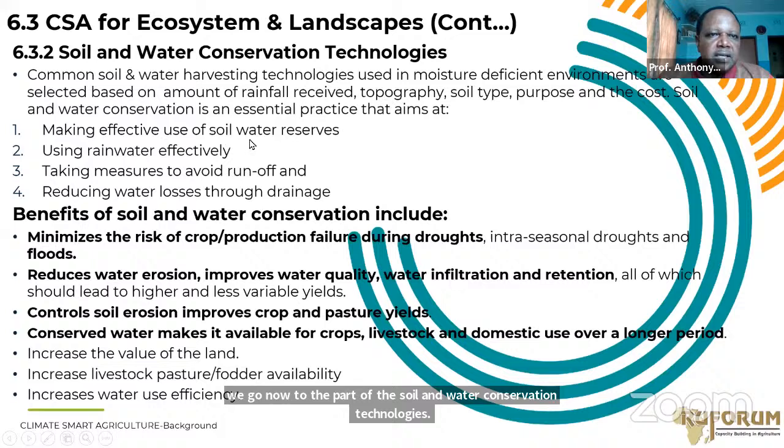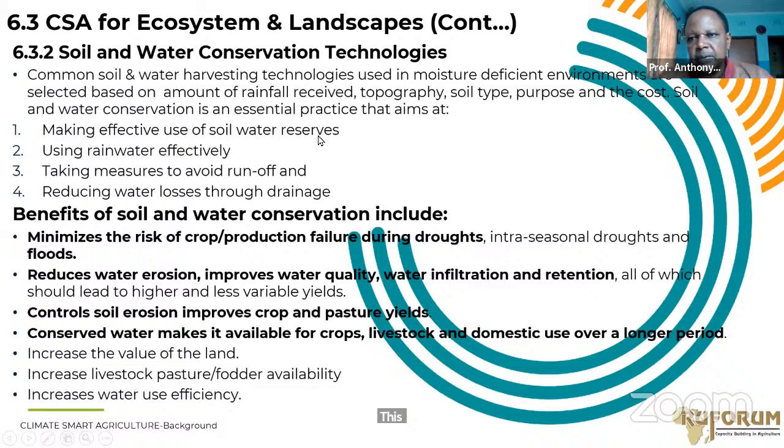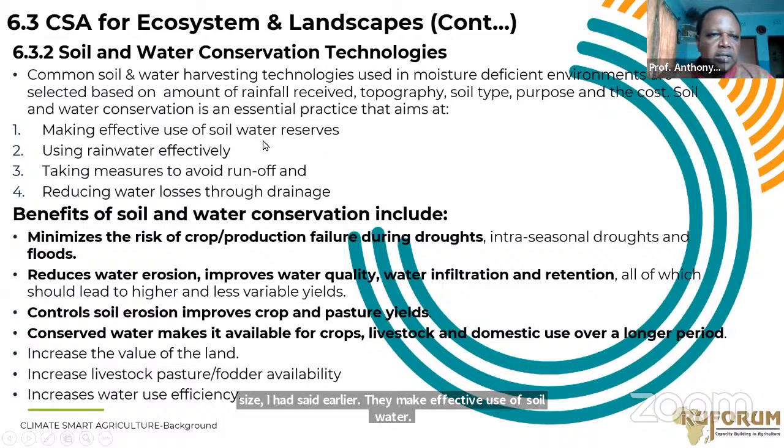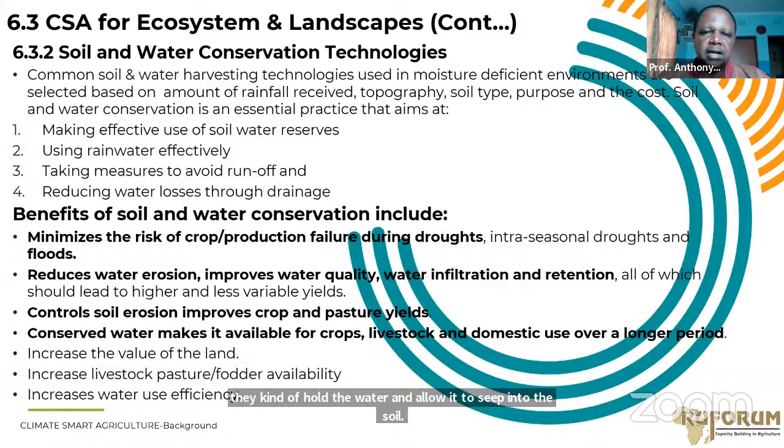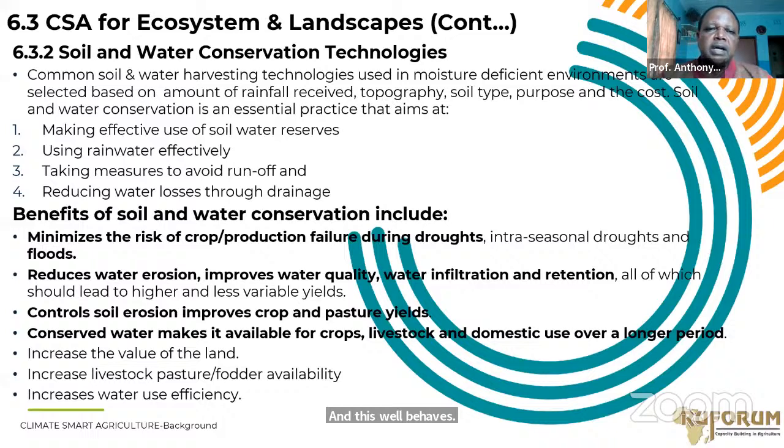As I had said earlier, they make effective use of soil water reserves. I think we mentioned mulching. Some of them slow down the rate of runoff flow, and so they minimize erosion. Others hold the water and allow it to seep into the soil, and the soil behaves like a reservoir, or I may say even a sponge, and it keeps water there.